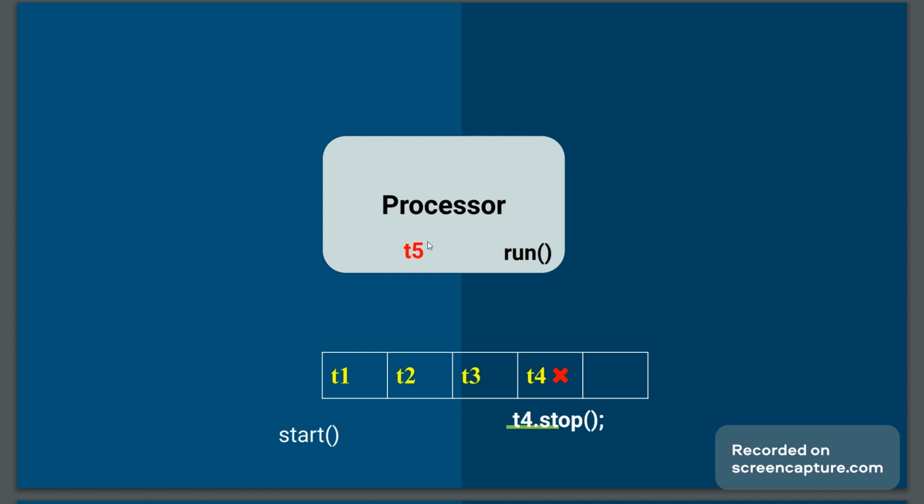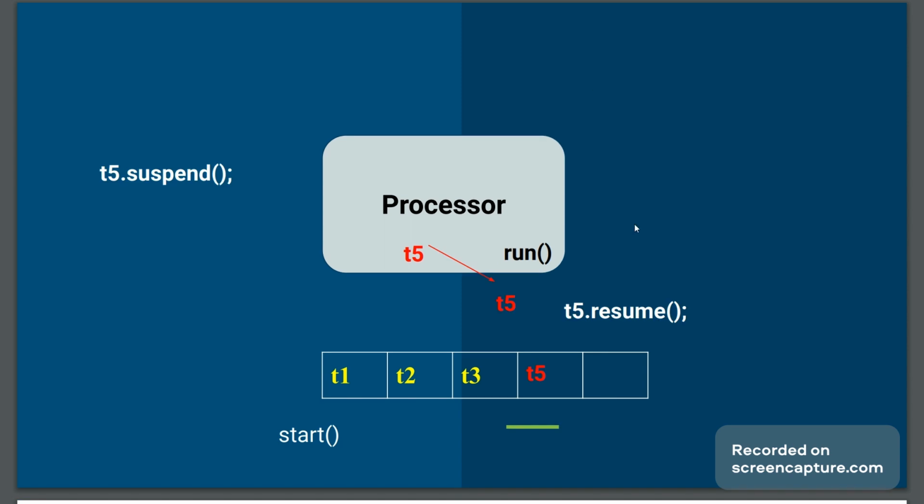Once T5 is taken for execution by the processor, the run method of thread 5 will be executing. If we want thread 4 to be killed before executing, we can call T4.stop, so it will be killed. It will be taken out from the queue.